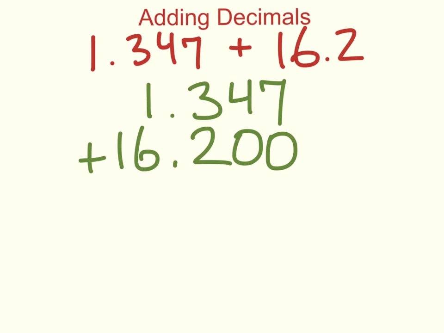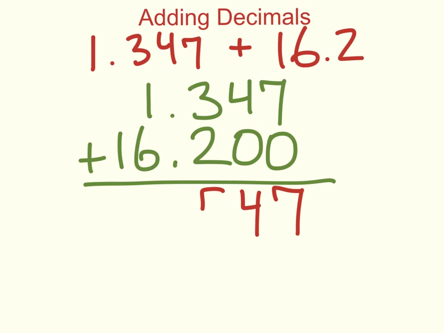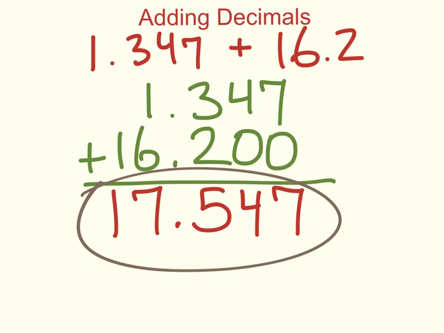And now they each have 3 place values after the decimal, and now I can add them up. 7 plus 0 is 7. 4 plus 0 is 4. 3 plus 2 is 5. Drop my decimal down. 1 plus 6 is 7. 0 plus 1 is 1. And there you have it. That's my answer. Well done. That's adding with decimals.